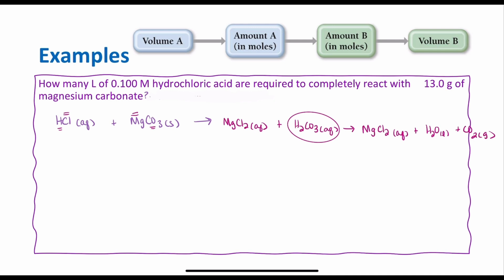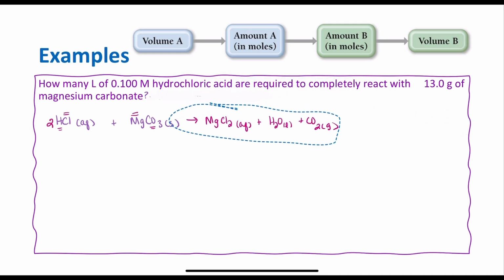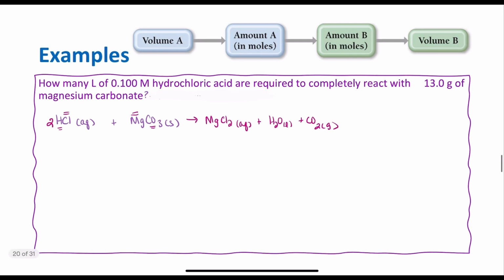I do need to balance this reaction, and I notice I need 2 chlorides and 2 hydrogens on the other side, so I need a 2 in front of the HCl, and now it is balanced. So again, this portion in the middle happens very, very quickly. So my actual products are here. But now I have my reaction, I've got it balanced, I can go ahead and do the problem.